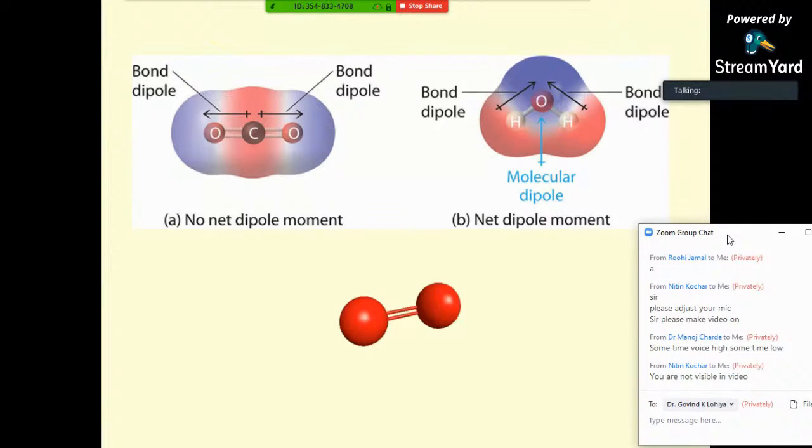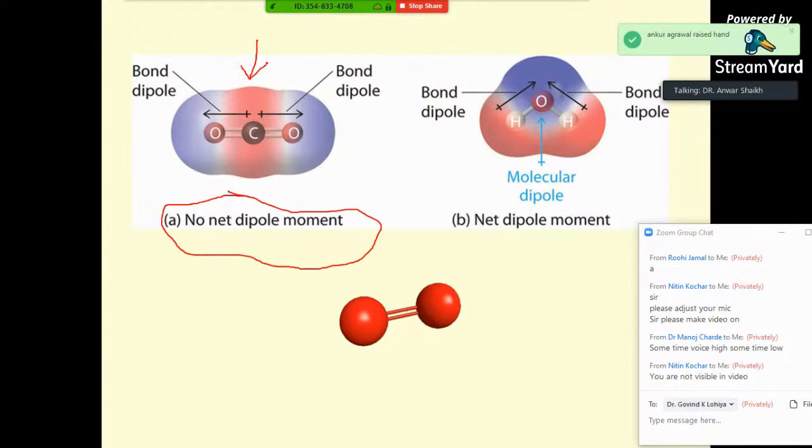Here, if you see, the molecules which have no net dipole moment do not absorb the IR radiations. So what is a dipole moment? I will just briefly let you know. It is the separation of the charge with respect to the distance.